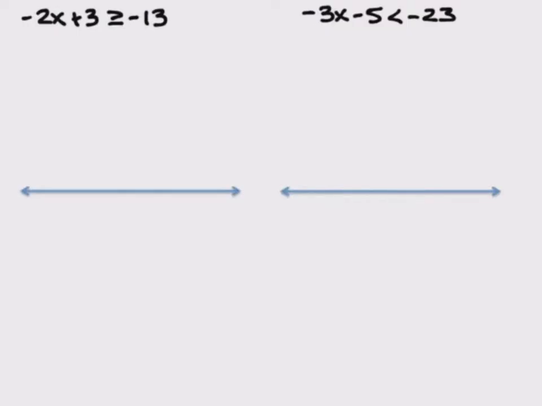Alright, remember earlier when we discussed how to solve inequalities that involved just one variable. For example, negative 2x plus 3 is greater than or equal to negative 13, or negative 3x minus 5 is less than negative 23. So why don't you take a second to pause the video. Please solve each of these inequalities and graph them on the number lines below.